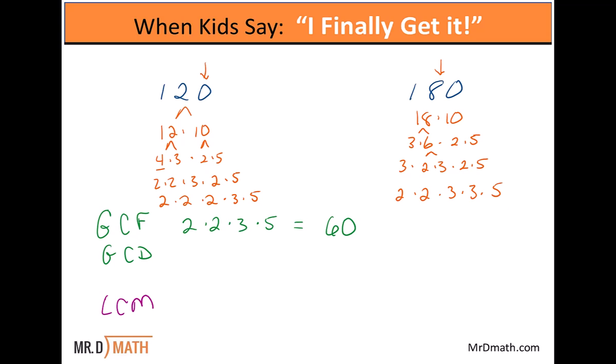We need to make them look like each other. What do we see? Let's start with the 2's. There's 3 2's over here, but there's only 2 2's here. This one's going to need another 2. It's not going to be 180 anymore. How about 3's? We have 1 3 here, but 2 3's here. This one's going to need another 3. It's not going to be 120 anymore. Notice that we have 1 5 and we have 1 5. That's already the same. So did you notice what we needed was the first number, 120, needed a 3. The second number, 180, needed a 2, so they could look like each other.